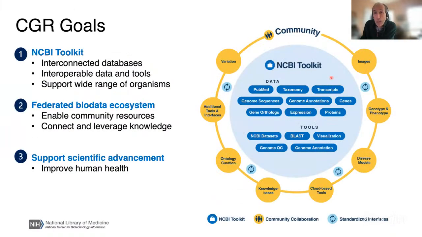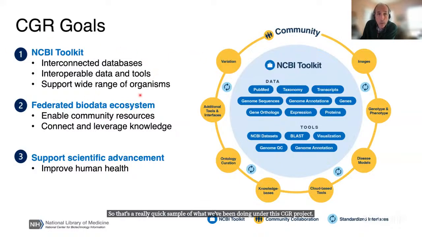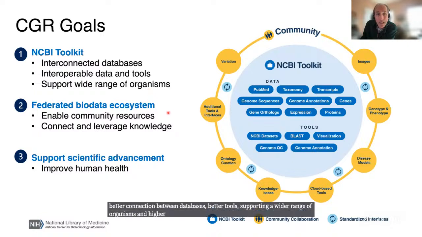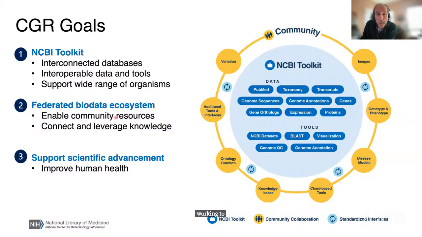So that's a really quick sample of what we've been doing under this CGR project. As I said, the goal really here is better supported NCBI with these, better connection between databases, better tools, supporting a wider range of organisms and higher quality data, working to this concept of a federated biodata ecosystem, working with community, helping connect and leverage knowledge wherever it may be, always keeping the end goal here. It's not just about collecting data. The goal is about advancing science, and we're in NIH. This all comes down to trying to improve human health.